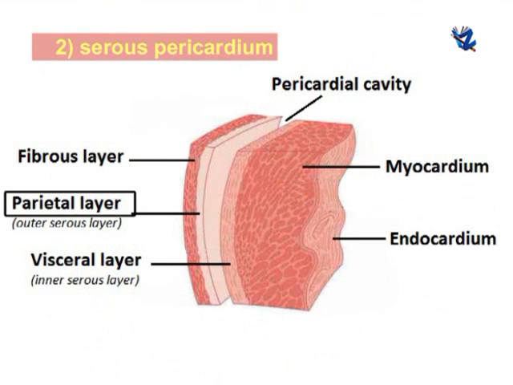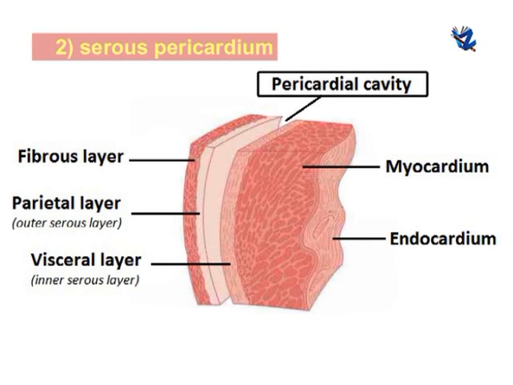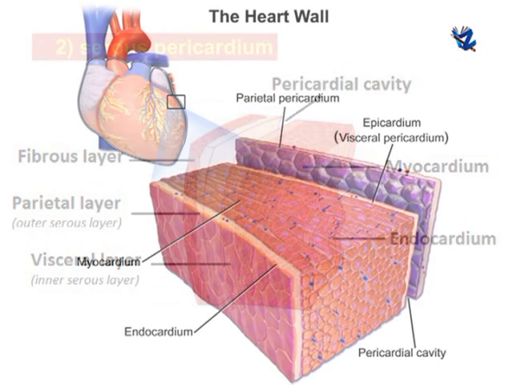The parietal layer forms inner lining of fibrous pericardium, whereas the visceral layer or epicardium adheres to heart, forming its outer covering. In between the parietal and visceral layers, a pericardial space is present which is filled with pericardial fluid.